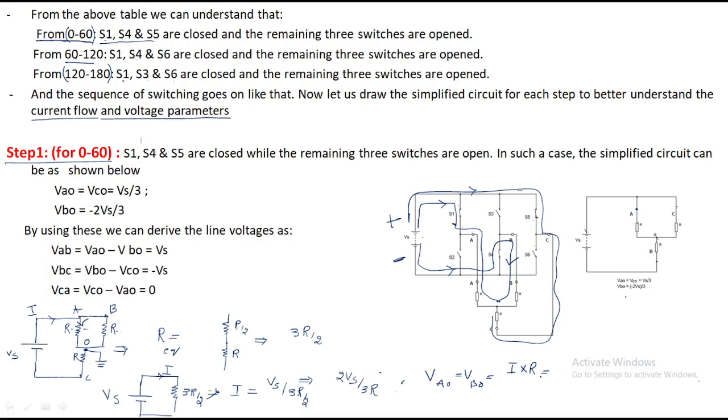Both have the same voltage, so you have to take R by 2, because the A0 voltage and B0 voltage are the same. Then I value equals 2 Vs by 3R into R by 2. Then 2 cancels, R cancels, that is Vs by 3. So you will get VA0 and VB0 equal to Vs by 3.